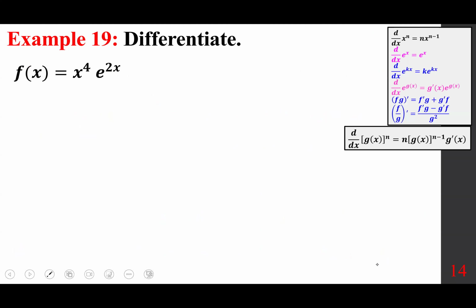f of x is x to the power of 4 times e to the power of 2x. We want to differentiate that. We notice it's x to the power of 4 times e to the power of 2x. Therefore, f times g, and we use the product rule. So the answer is f prime g plus g prime f. So the derivative of this function is 4x cubed.